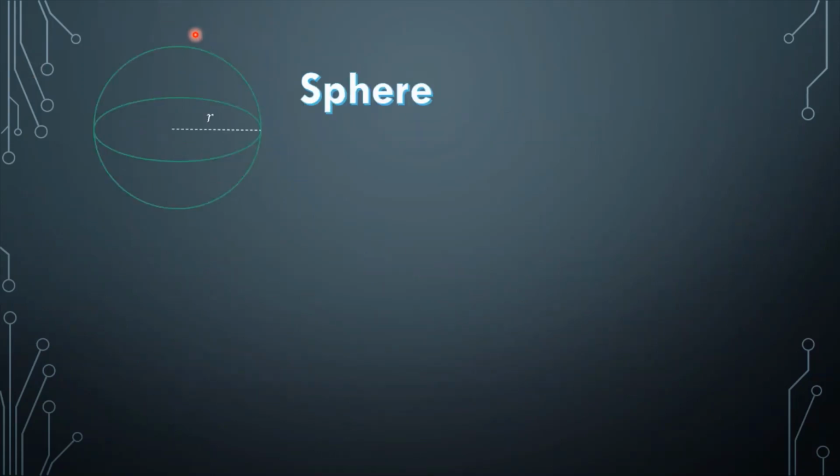Volume of a sphere. This is the most tricky in what I'm telling you today. So the formula is 4 by 3 pi r cubed. Notice that it's pi r cubed, not pi r squared. So I'll show you an example.